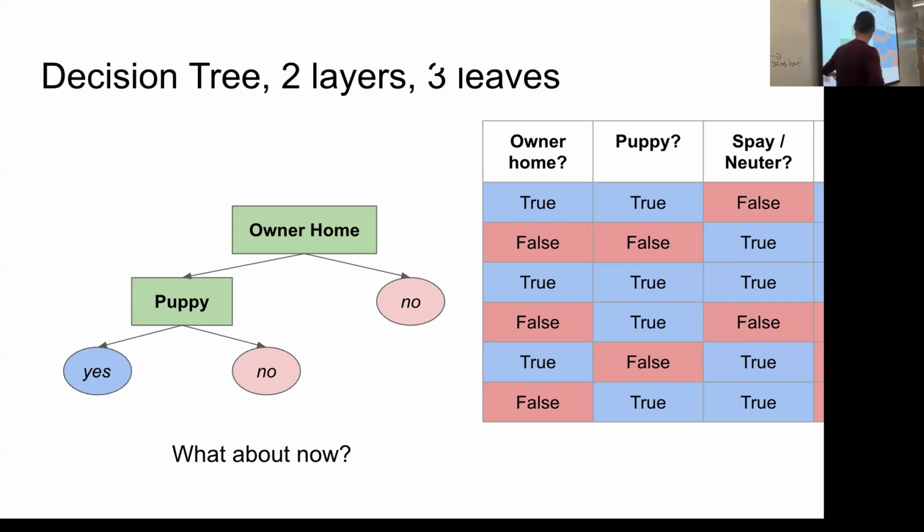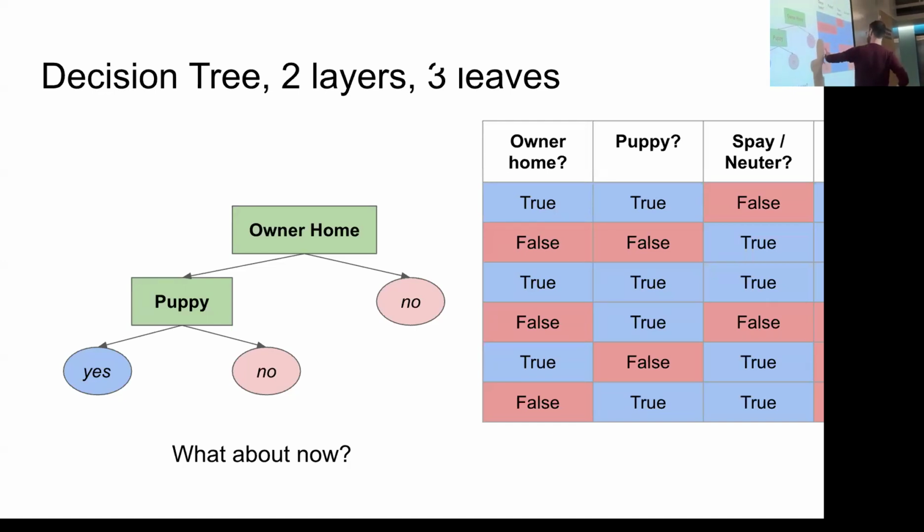Yep. So you predict true here. So owner is home, dog is a puppy. We predict true. Owner is home, the dog is not a puppy. You want to predict false, right? In order to minimize the loss. And for the third one, when the owner is not home, what do you want to predict to minimize the loss? False, just false. Yep, that's right.